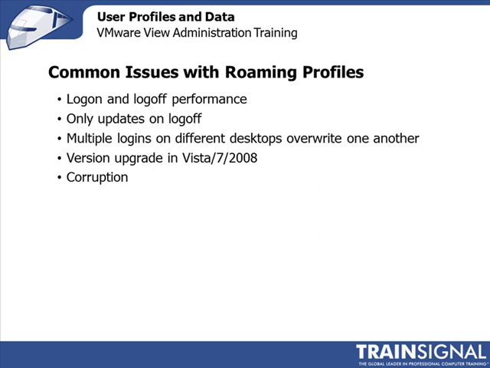And finally, corruption can occur. With these long network copies that could occur due to big user profiles, corruption is always going to be a possibility. Also, if you're logged into two different machines and log off both of those within a short period of time, they're both going to try and update the same network location, which could cause potential corruption on the network.